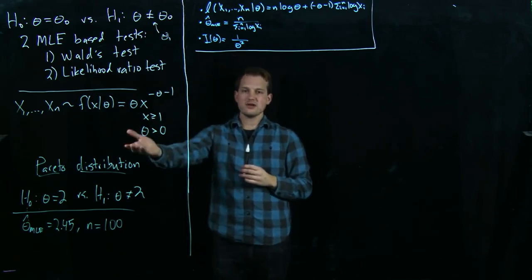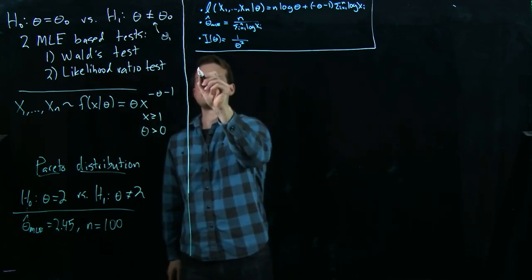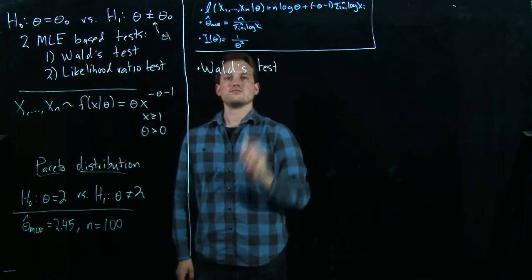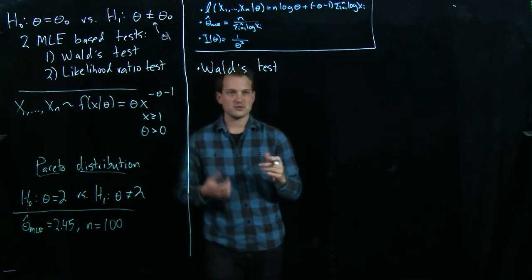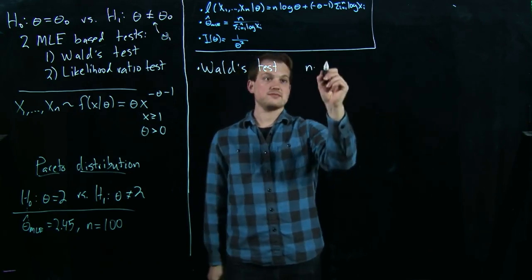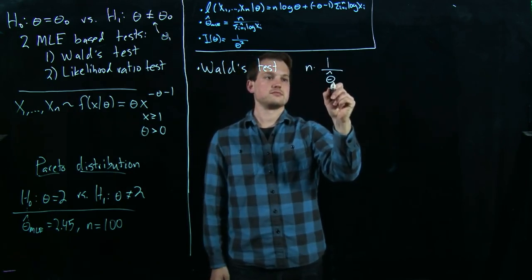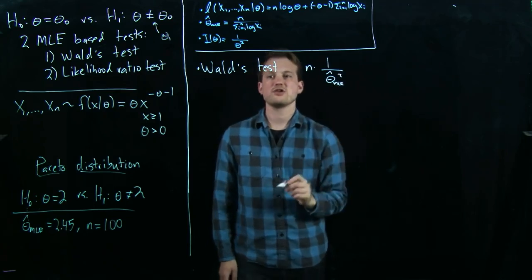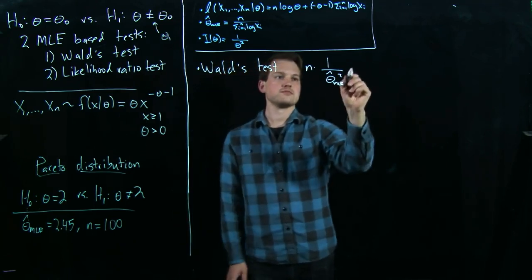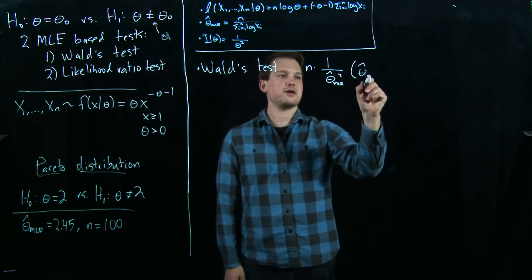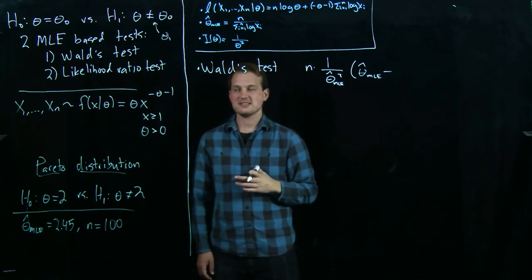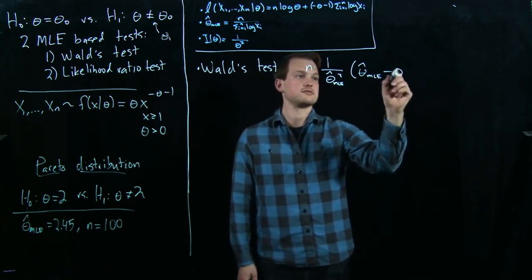Okay, so if we want to do Wald's test on the Pareto distribution, remember, Wald's test is just equal to n times the Fisher information at the MLE, right? So the Fisher information at the MLE is just 1 over theta hat MLE squared times the MLE minus the parameter we want to test against, right? So in this case, it's theta naught.